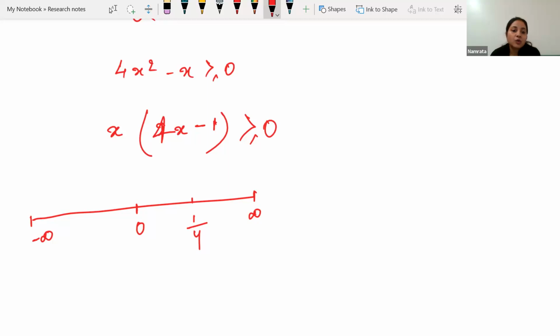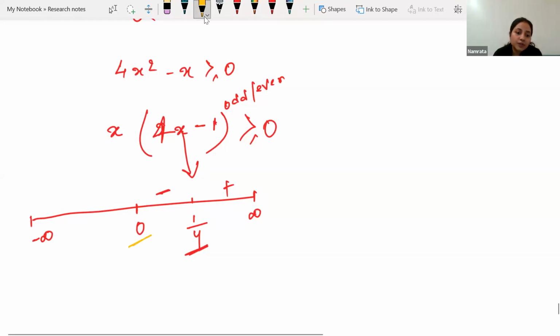Yes, ma'am. Now the wavy curve method says start from the right with plus. If the power is odd, change the sign. From where did this 1 by 4 come? It came from this factorized form. Is its power odd or even? Its power is odd. If the power is odd, we will change the sign, minus. Now we reach the next critical point, that is 0. From where did it come? It came from here. What is the power of x? Is it odd or even? It's odd. We will change the sign, plus.